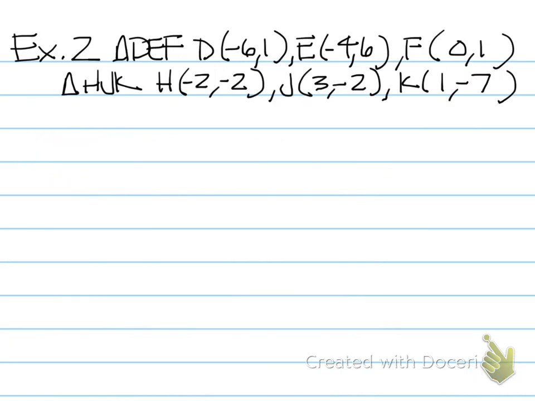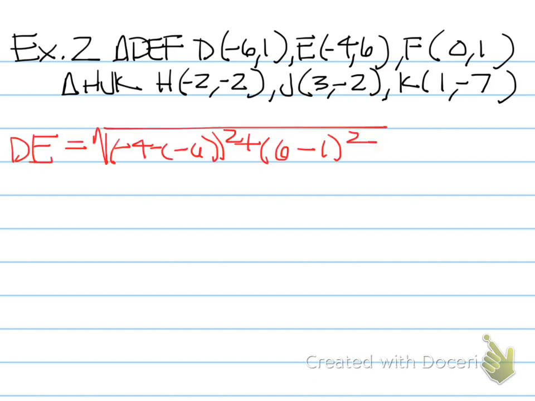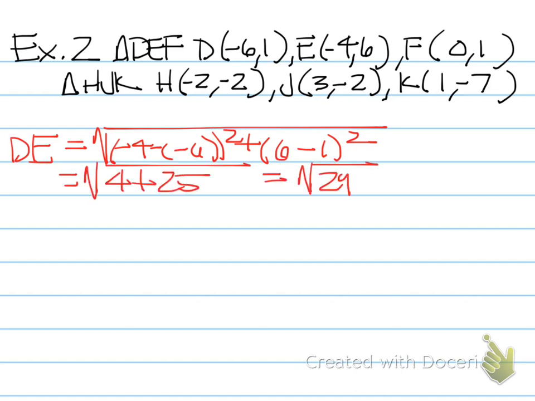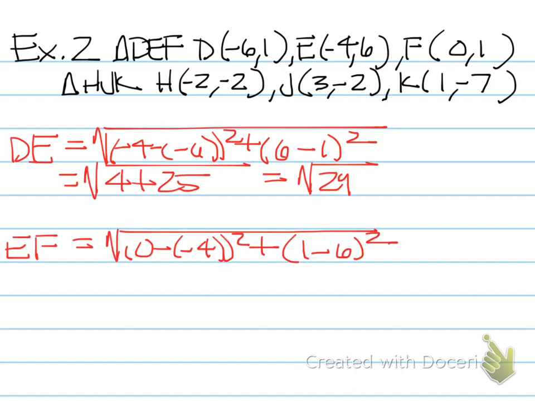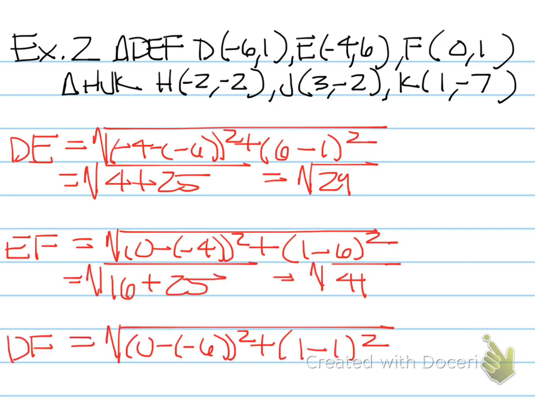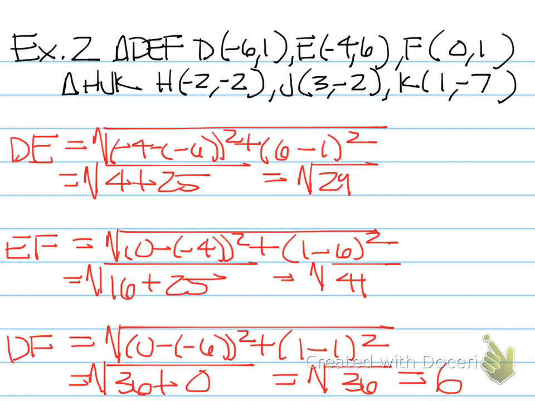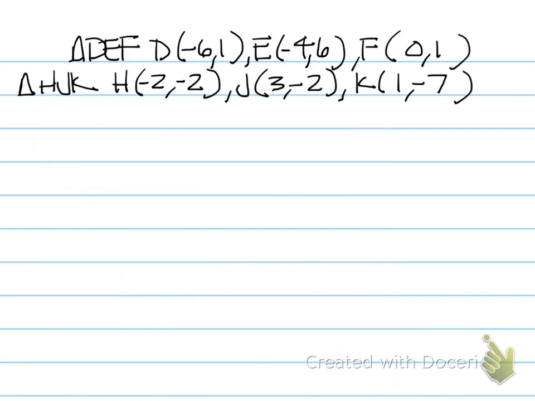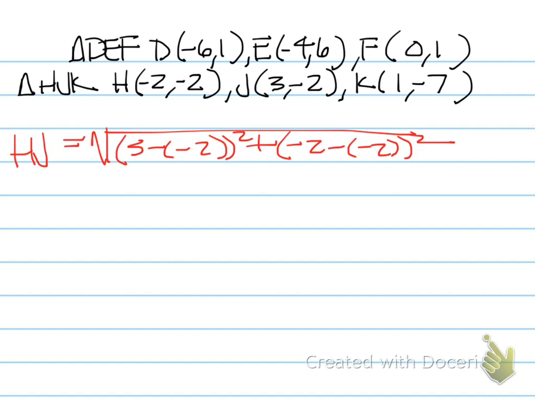All right, do the same thing for these sets of coordinates, triangle DEF and HJK. Start with DE, plug it into the distance formula, square root of 29. EF, we get the square root of 41. DF, we get 6. Square root of 36 is 6. And then do the same thing for the three sides of triangle HJK.